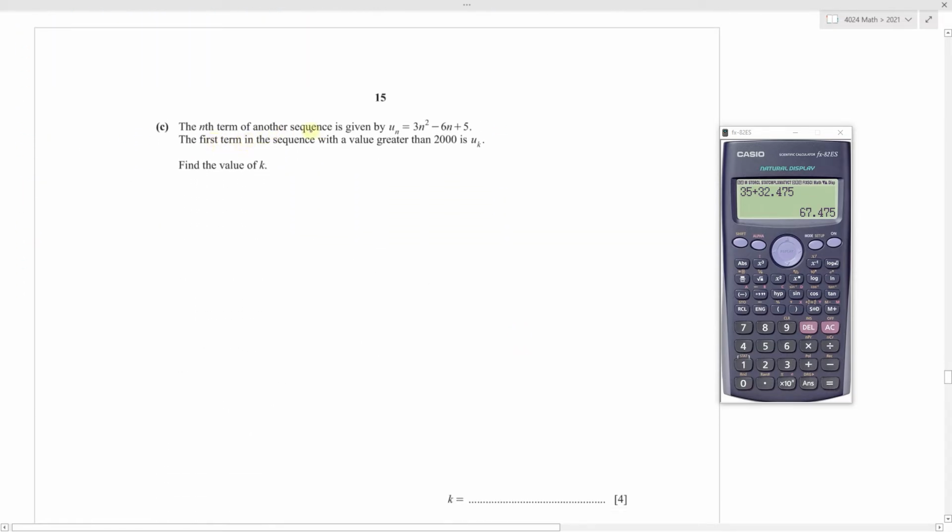Part C is the nth term of another sequence is given by this. Un is 3n square minus 6n plus 5. The first term in the sequence with a value greater than 2000 is u of k. Find the value of k. So u of n is this. So u of k, which is the value greater than 2000, right? So u of k will be 3 times k square minus 6n plus 5. Oh, sorry, 6k.